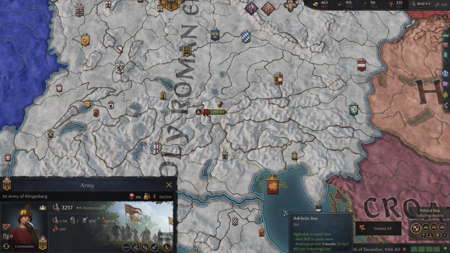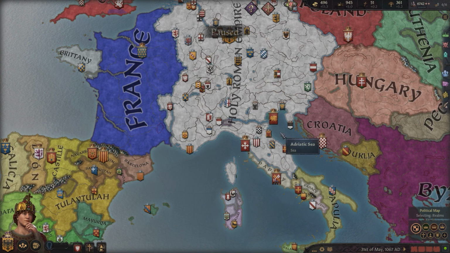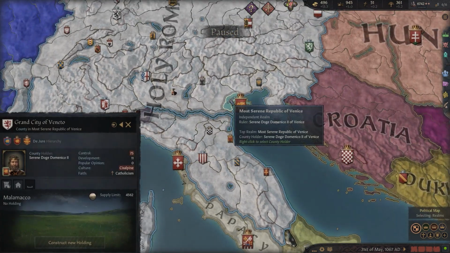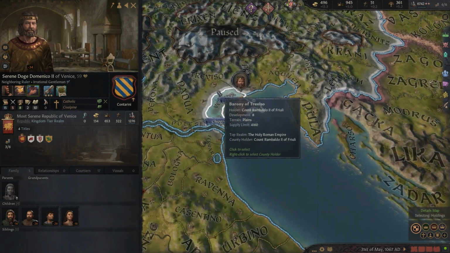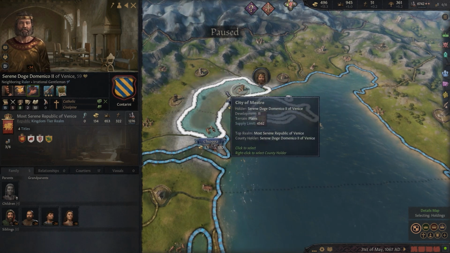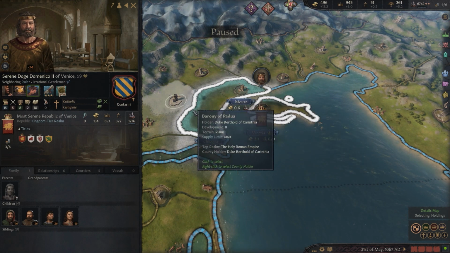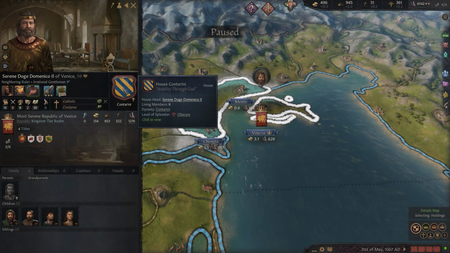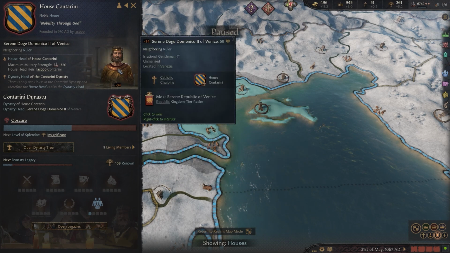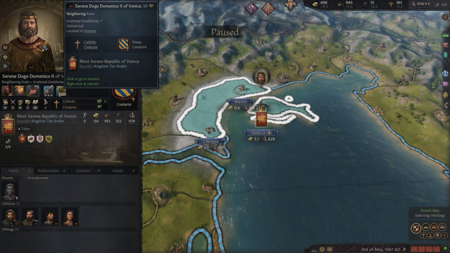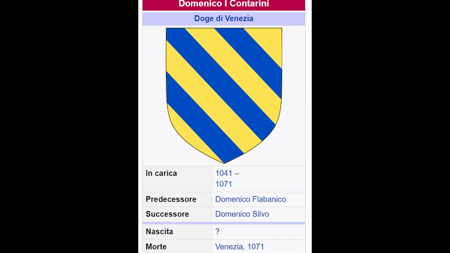The most prominent of all the Italian merchant republics portrayed in the game is probably the most serene Republic of Venice. It represents one of the smallest kingdom tier realms in the game, only ruling over the two counties of Venezia and Veneto, and only containing a single duchy of the same name. It is ruled in the game by Serene Doge Domenico II of Venice of the Contarini dynasty. Whilst his name and dynasty is historically accurate, it's a little odd Paradox labelled him as the second, when historically he is usually referred to as Domenico I.